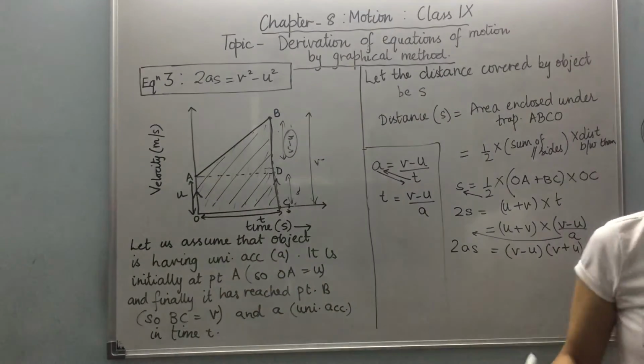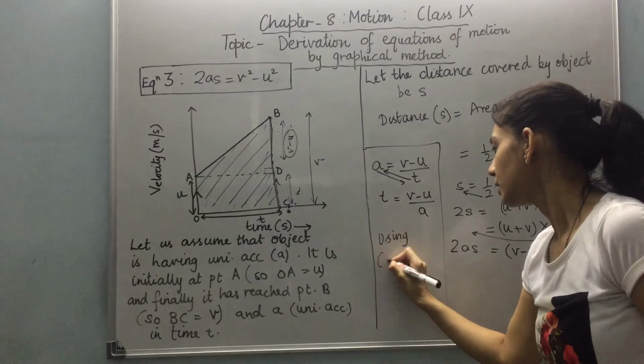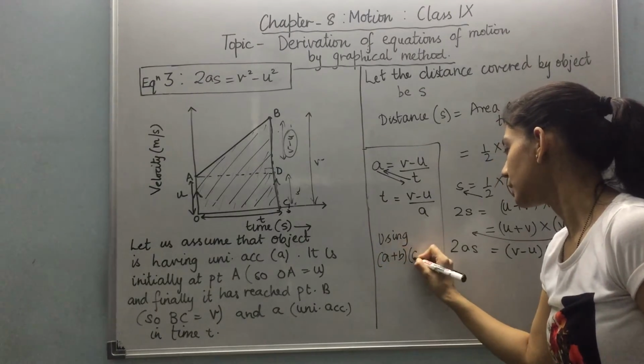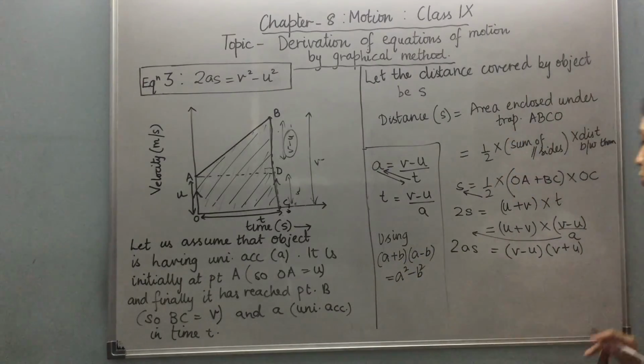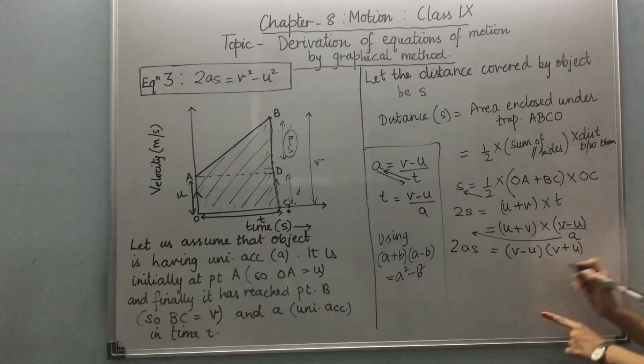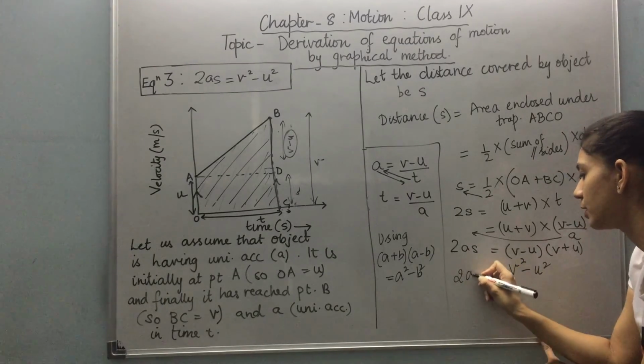We can think of an algebraic identity over here. Which identity? Using A plus B into A minus B, which is A square minus B square. So here V minus U, V plus U can be written as V square minus U square. Here we have 2AS.